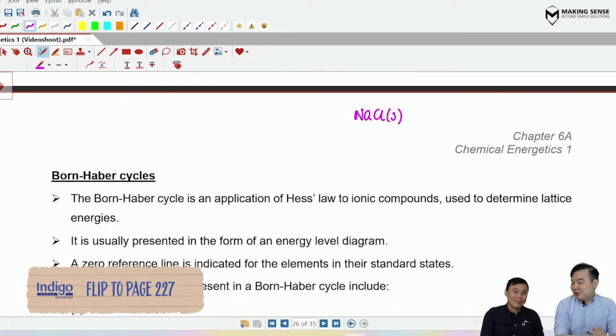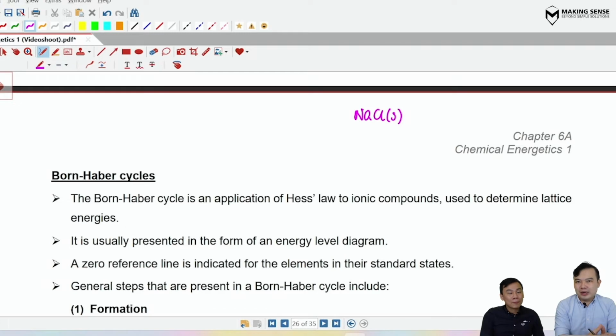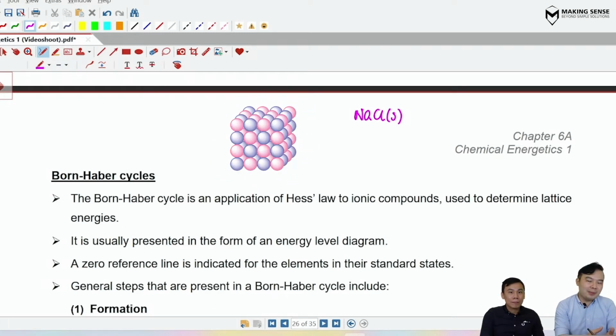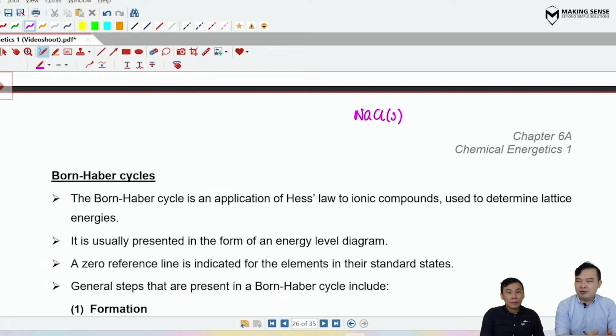So we're going to cover new content now. We're going to look at the Born-Haber cycle. The Born-Haber cycle usually applies only to ionic substances, and the whole idea is to connect the enthalpy change of formation of an ionic substance with its lattice energy. So let's start off with the first one, formation. Mr. Yap, I'll throw you a challenge.